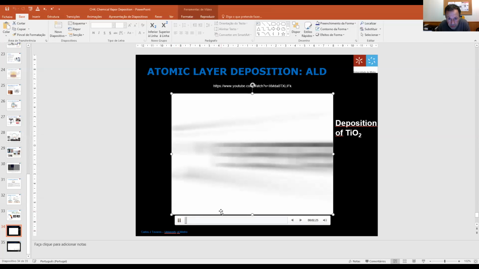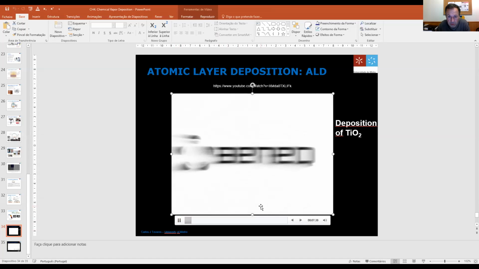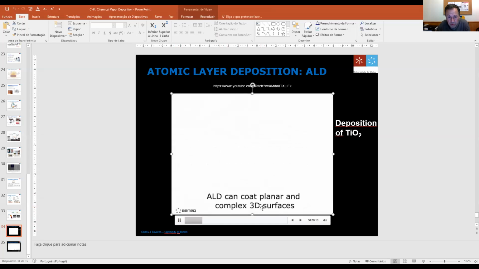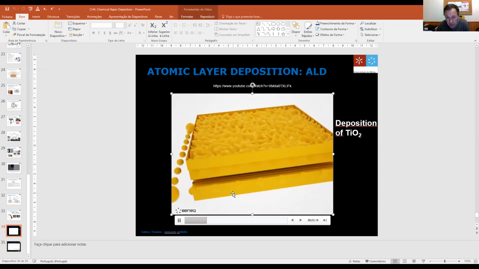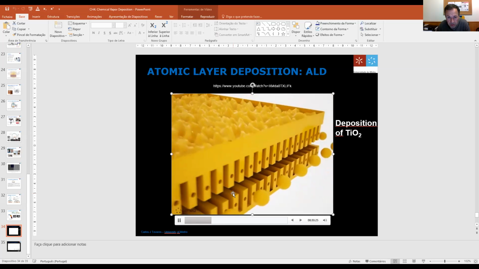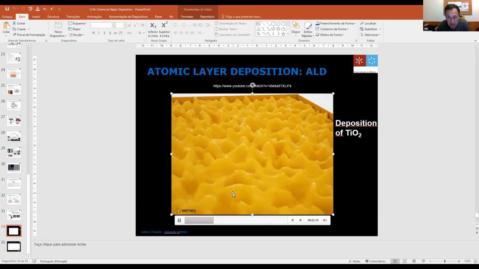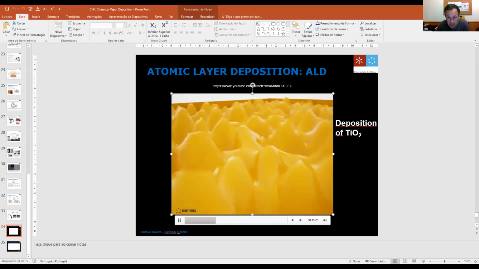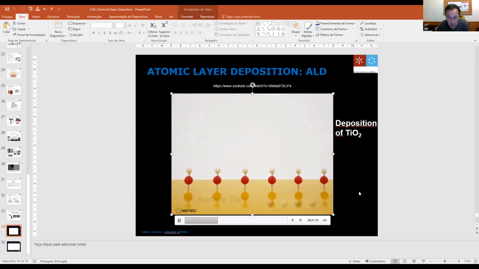So now this is the deposition of titanium dioxide. It's a similar process to the one that I showed you regarding hafnium oxide. So now you need a precursor for titanium. It can be, for example, TiCl4, titanium tetrachloride, which is your precursor. And you can make the deposition of this titanium dioxide on complex surfaces, as is the case in this video. The titanium dioxide is a very interesting material because it's a photocatalytic material.